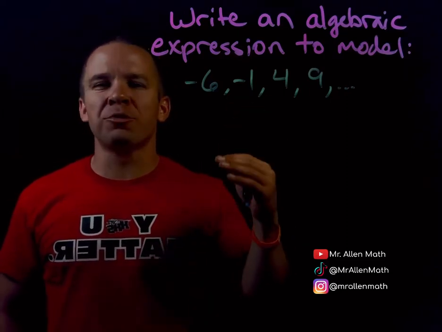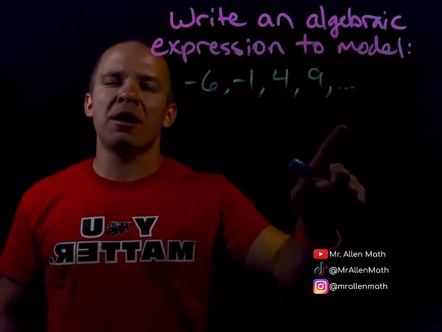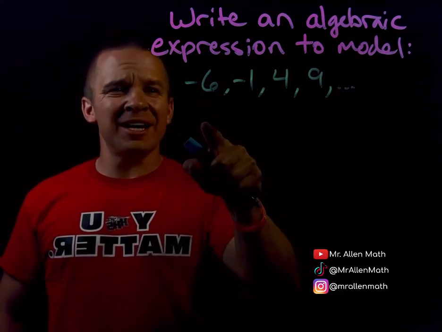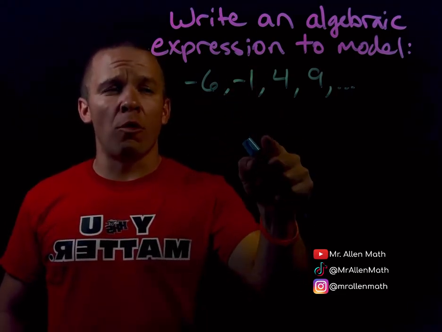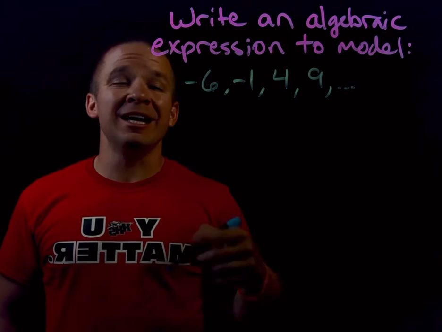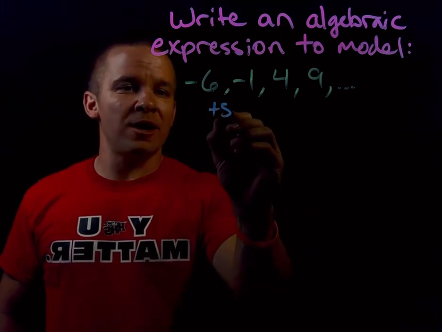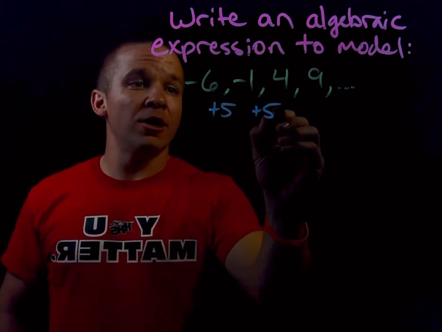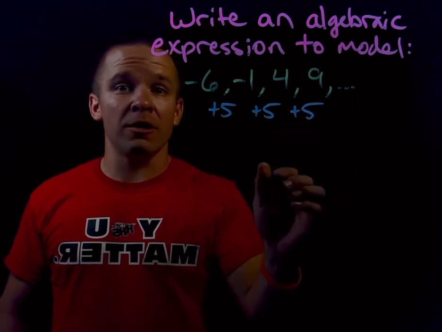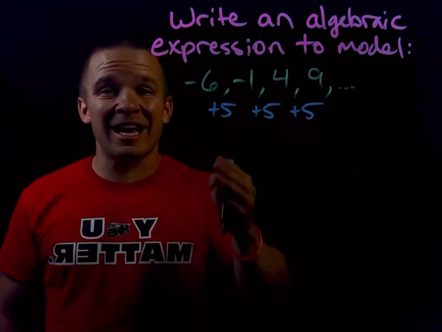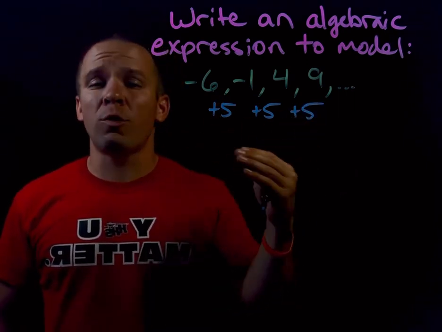We're going to write an algebraic expression to model this pattern that we got going on right here. So I go from -6 to -1, -1 to 4, 4 to 9. What's happening each time? Well, I'm adding 5 here, I'm adding 5 here, and I'm adding 5 here. So my rate of change here is the same each time. What kind of equation would that be?